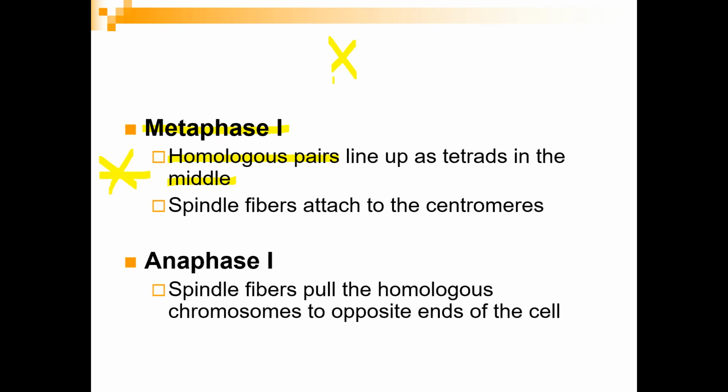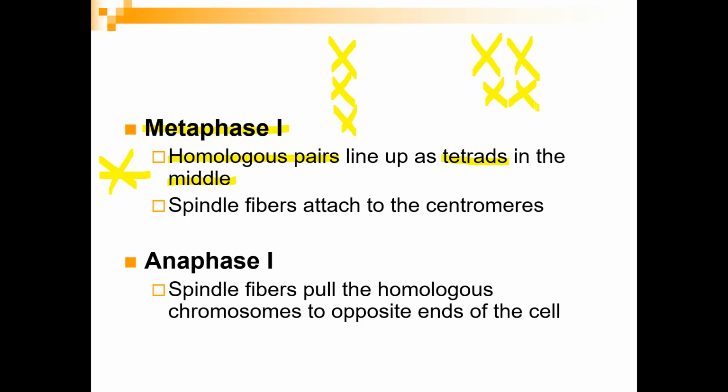So in mitosis, when they lined up, it was single file, okay? In meiosis 1, they're going to line up as pairs. So instead of having 46 chromosomes in a line, I'm going to have 23 pairs of chromosomes in a line. So this is only going to happen in metaphase 1. Once again, all of the key differences occur in meiosis 1. So they line up as tetrads this time instead of single file, okay?